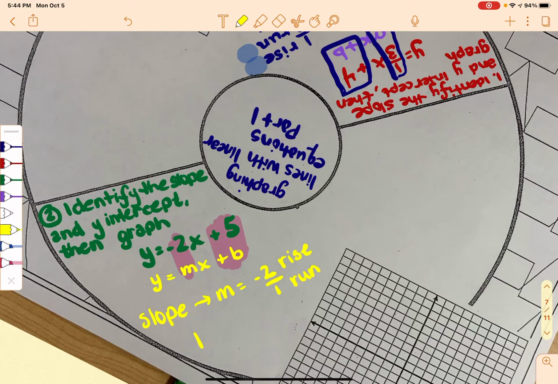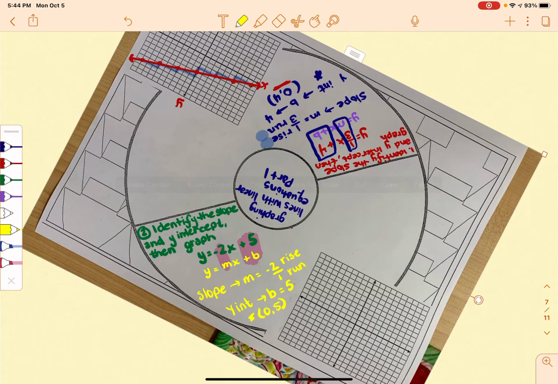My y-intercept is my b value, which in this case is 5. So (0, 5) is going to be my first point I'm going to start with. And that's what I'm going to begin graphing with. Okay, I'm just going to turn my paper so I can graph here.